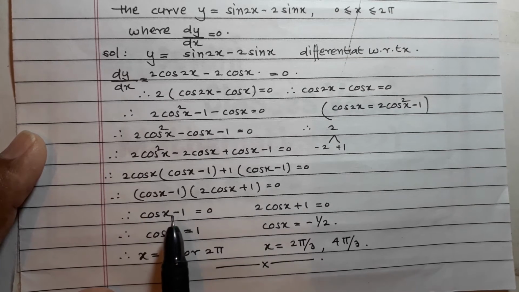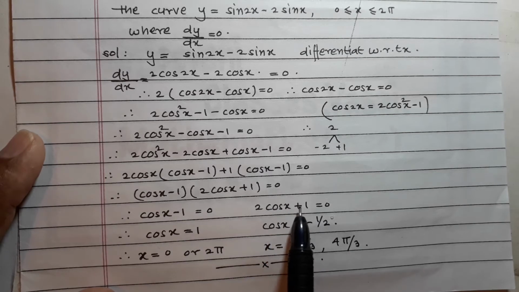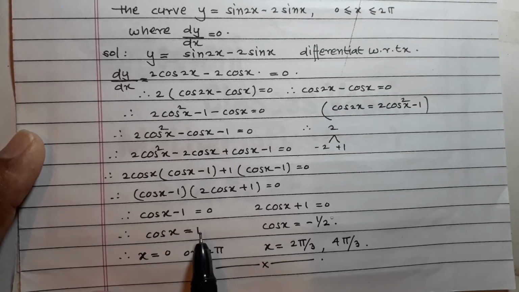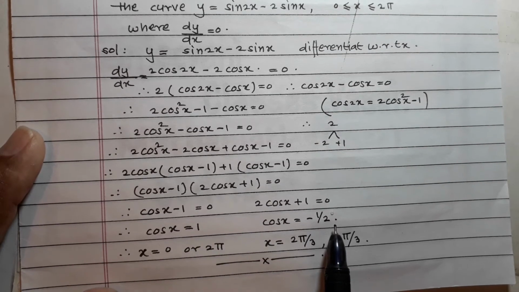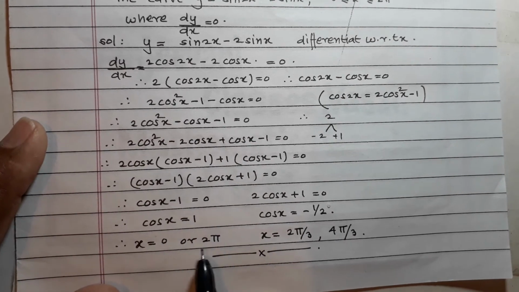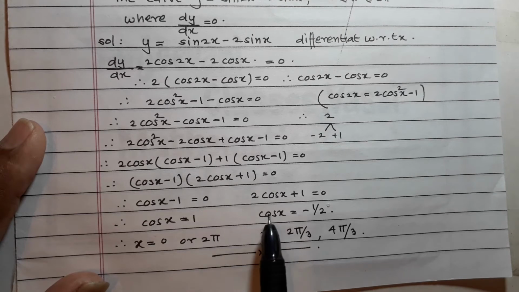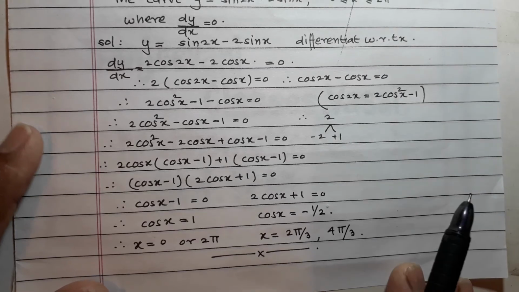And therefore cos x - 1 = 0 and 2 cos x + 1 = 0. And therefore cos x = 1 and cos x = -1 upon 2. And hence x = 0 or 2 pi, and for cos x = -1/2, x = 2 pi by 3 or 4 pi by 3.